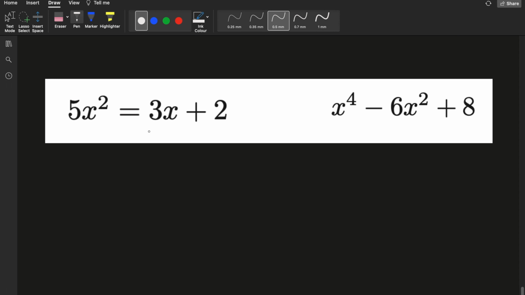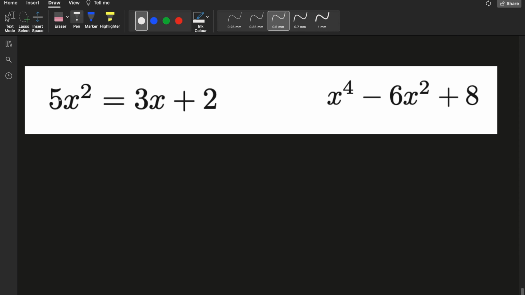Okay, moving on, let's solve this question, this one. So let's rearrange this. And now let's use the quadratic formula. Or we could just use splitting the middle term because that's easier.